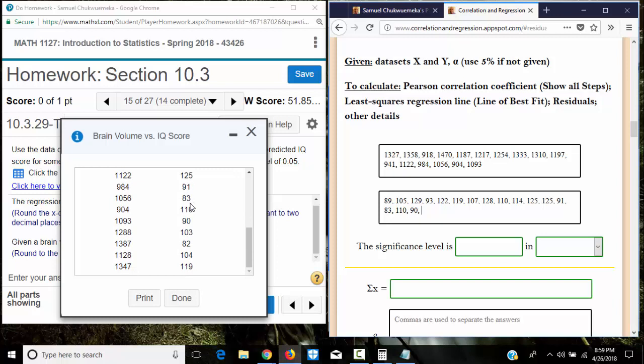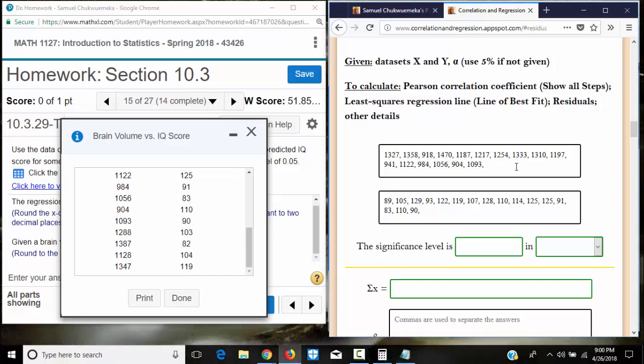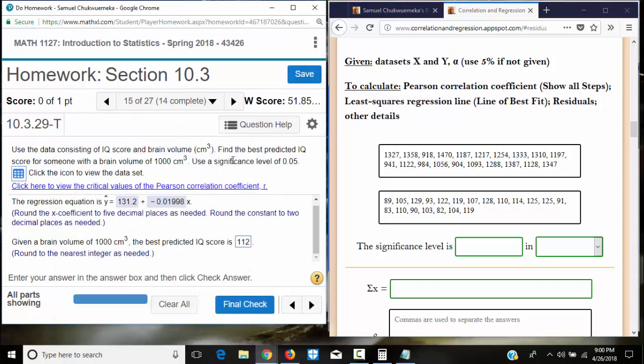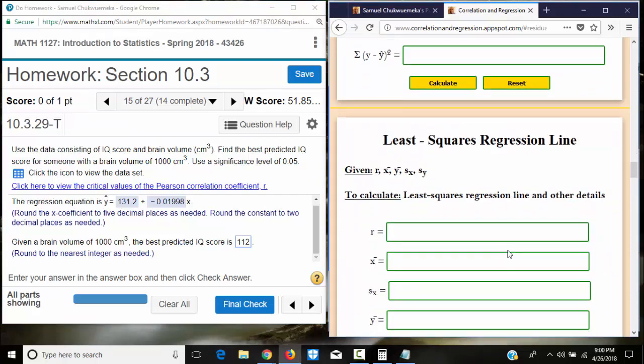Okay, then here for the x, put a comma after each value, please. We complete it: 1288, 1387, 1128, 1347, and then after 90 we have 103, 82, 104, 119. Okay, and significance level of 5%, and then calculate.